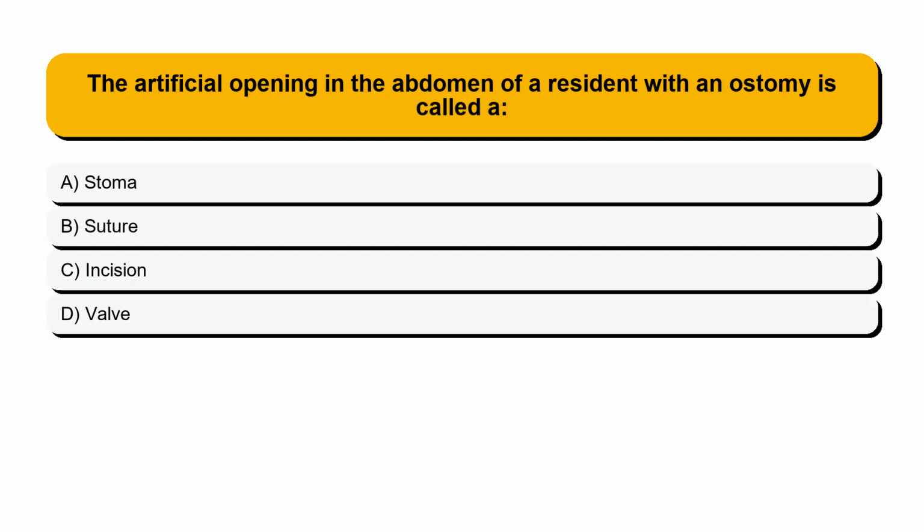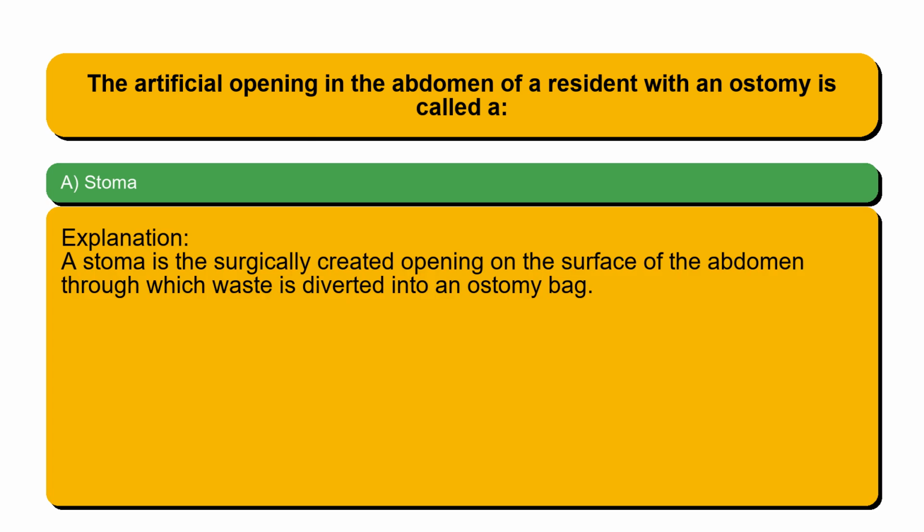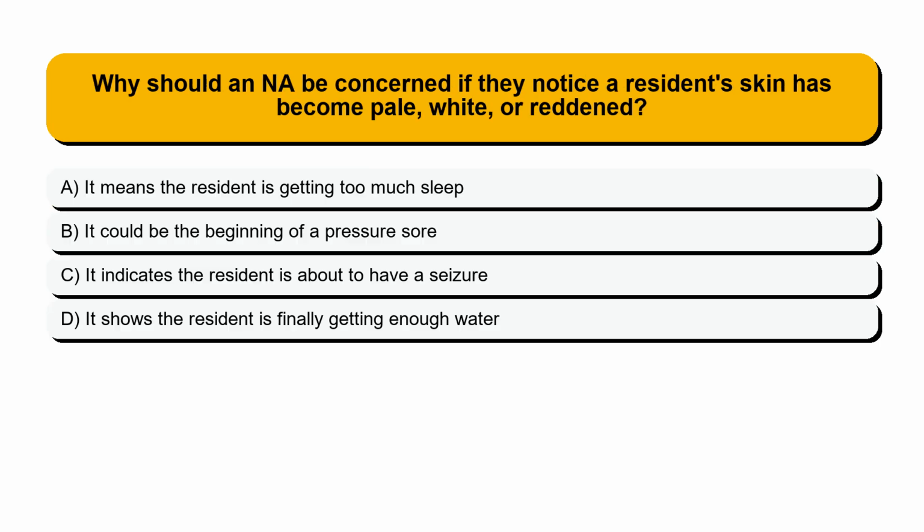Question 91. The artificial opening in the abdomen of a resident with an ostomy is called a. Option A, a stoma. Option B, suture. Option C, incision. Option D, a valve. The correct answer is option A, stoma. A stoma is the surgically created opening on the surface of the abdomen through which waste is diverted into an ostomy bag.